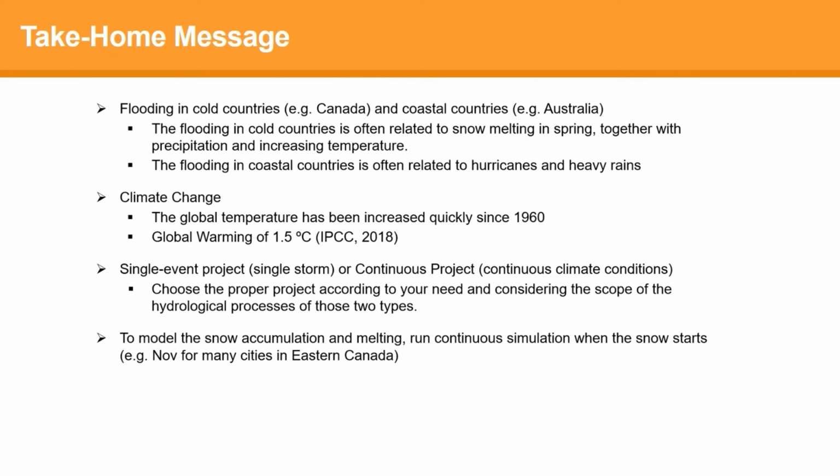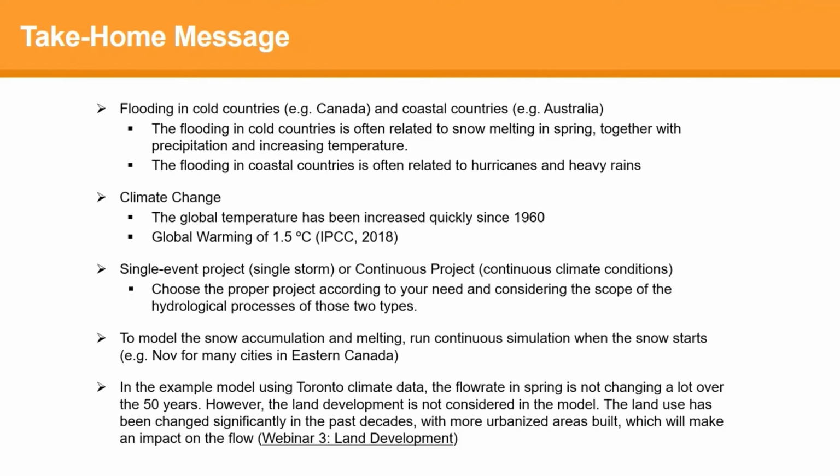But if you just want to see if a city like Brisbane, normally it's because of very huge rainfall, because of a thunderstorm. For these things you can use the single event project to analyze the flow rate and the runoff. And when you run the simulation for snow accumulation and melting, as mentioned before, we do suggest you start the simulation in November, when the snow started.